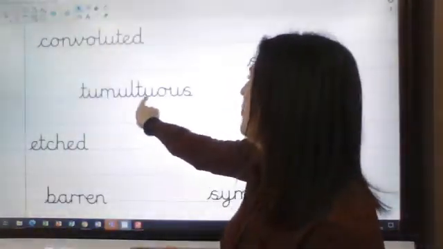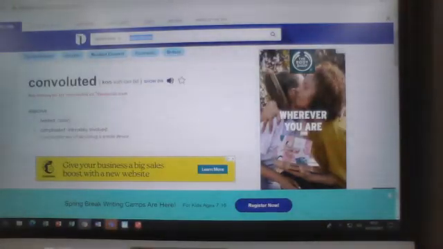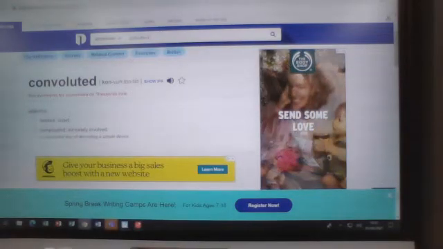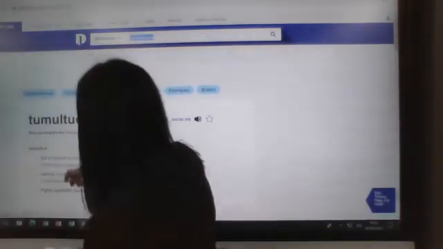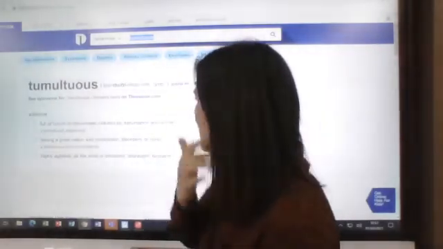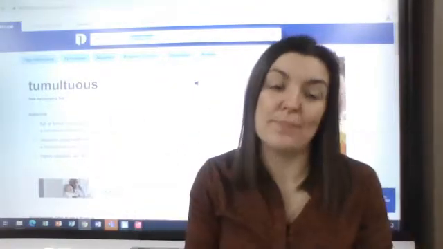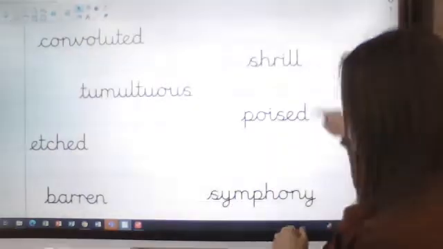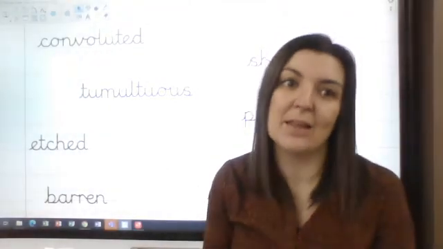Then you might look up another one. So you've got tumultuous. This means full of tumult or riotousness. So it's like a disturbance or a big commotion, or a lot of noise or a riot or something going on. So you can look up each of these words. You might find some other words that you want to look up. These are the ones that I picked out that I think you should have a look at.